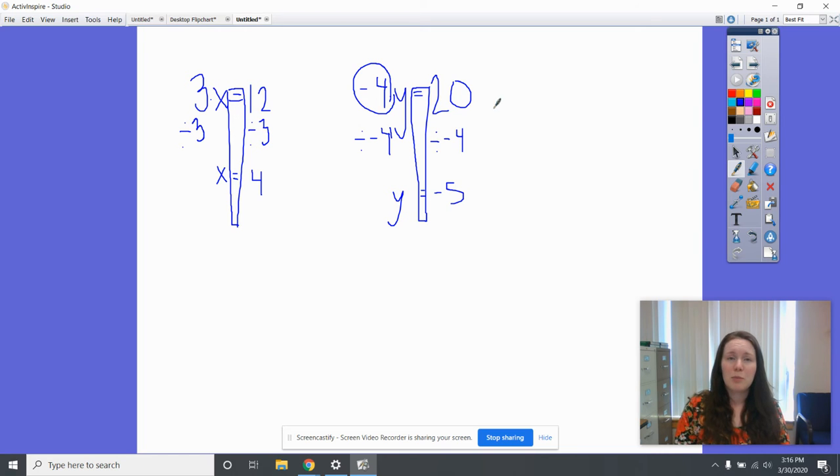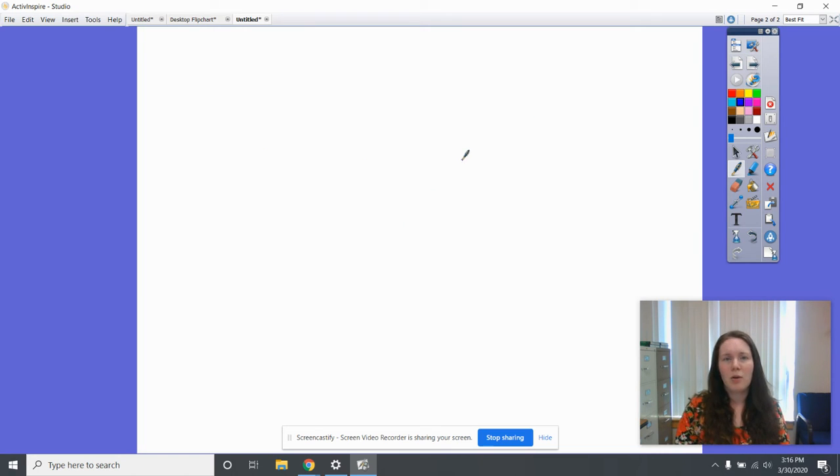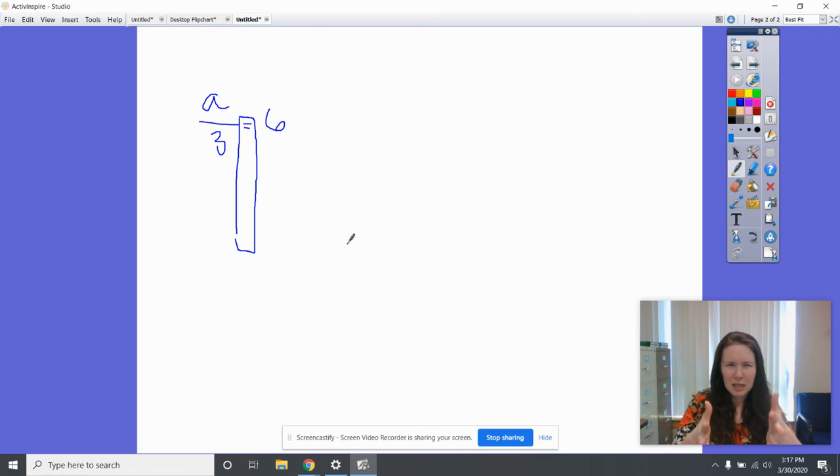Now, these are both examples with multiplication, but they don't always look like that. Sometimes we might have something like a divided by 3 equals 6. I want to get a by itself, so I'm going to draw my wall, reminding me that whatever I do on one side of the wall, I have to do on the other side of the wall. And helping me keep my work straight and in order.